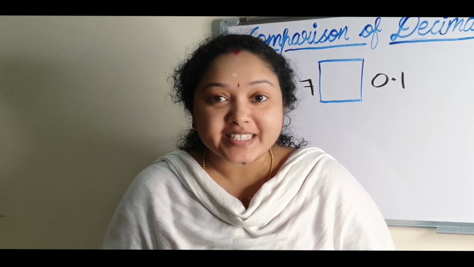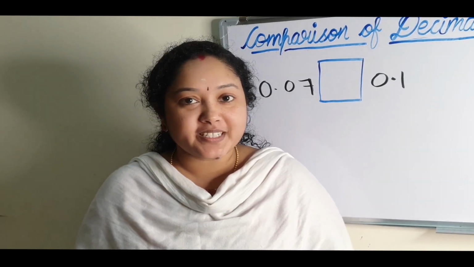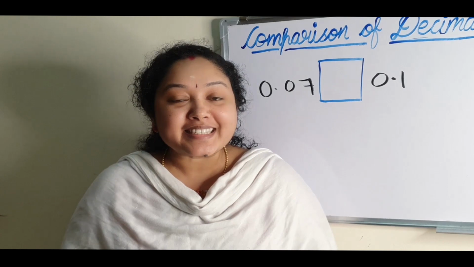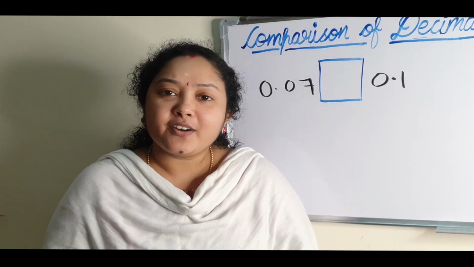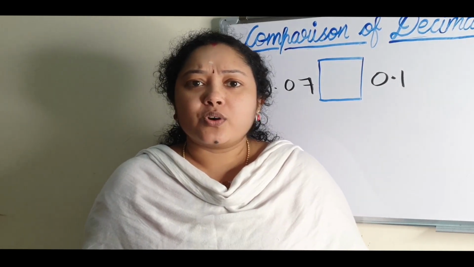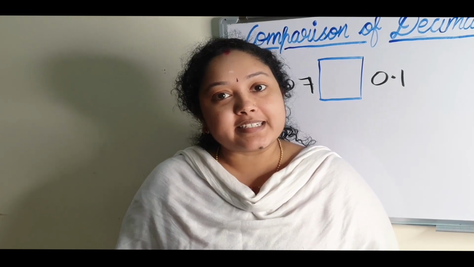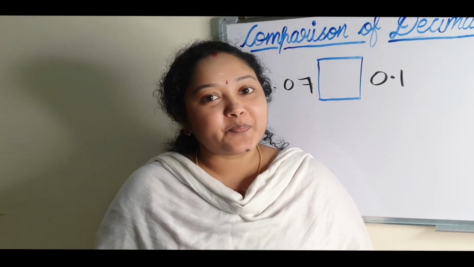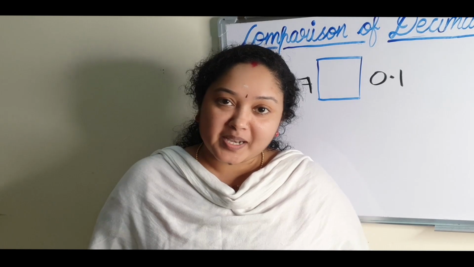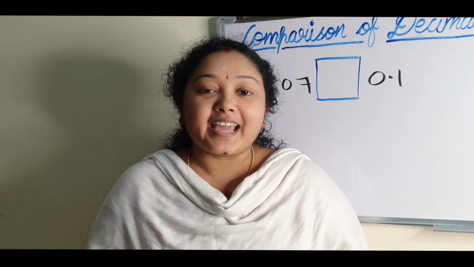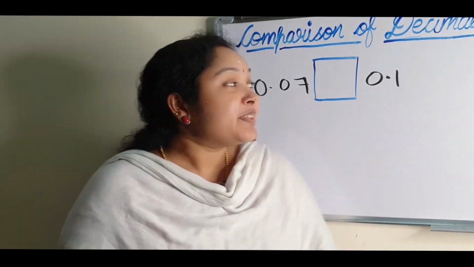Today I am going to discuss the continuation of the chapter decimals. The topic is comparing decimals: how to compare decimals, or how to tell which decimal is greater and which decimal is smaller. To find this, first we compare the whole part and then compare the fractional part. Here is the question.